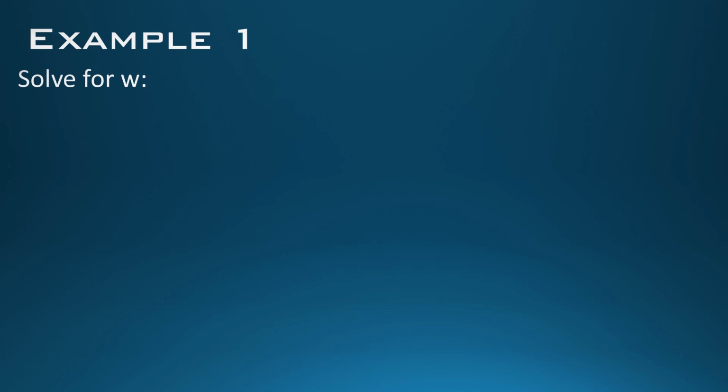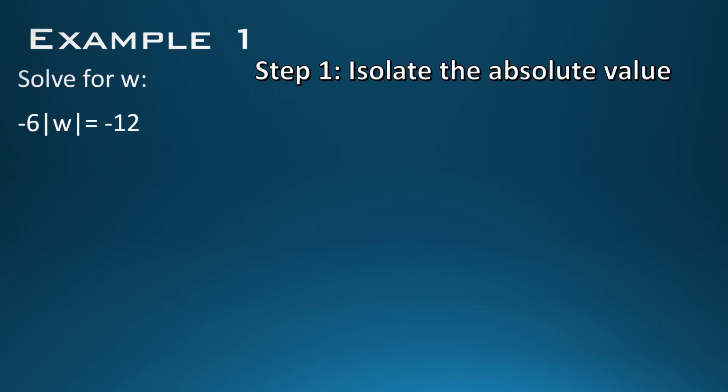Alright, so now we've got our first example. We're going to be solving this for W. Negative 6 times the absolute value of W equals negative 12. So the first step is to isolate the absolute value, again, as if it was a variable. So negative 6 times absolute value of W, we're going to do the opposite thing and divide by negative 6. When we do that, we end up with just absolute value of W on the left side and positive 2 on the right side.